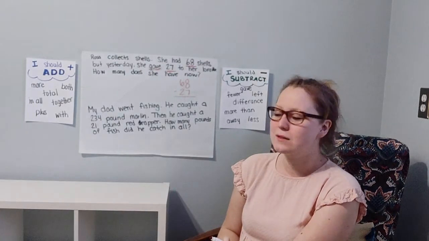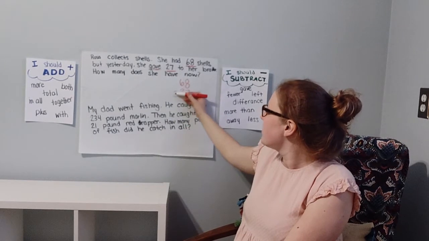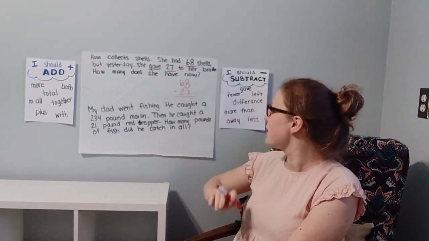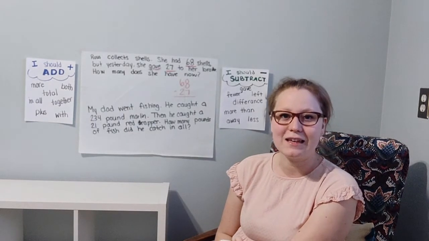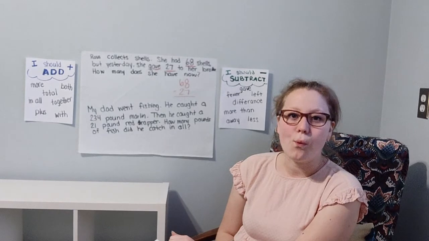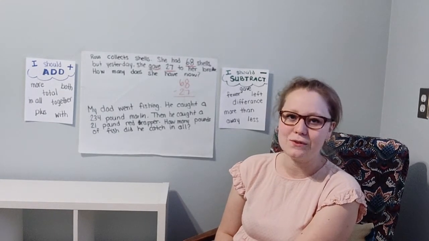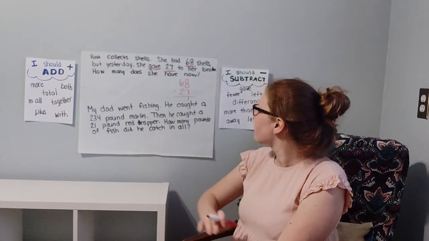So let's always start with the ones column, which is 8 minus 7. Try and figure out what 8 minus 7 is. 8 minus 7 is 1. If you have 8 and you take away 7, all that's left over is just 1.